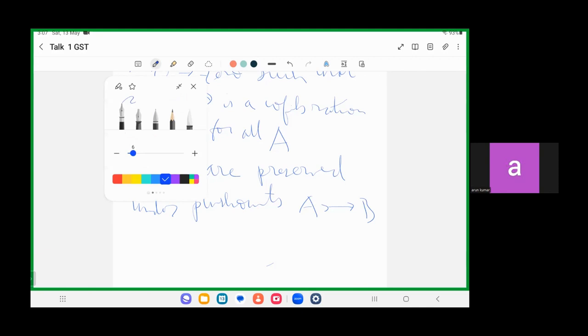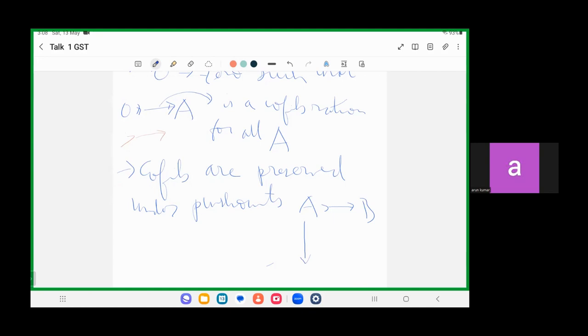right? So if you have any cofibration and an arbitrary map from A to some C, then this pushout, first of all, exists in the category, which may not always be true, but in this case it exists. And second of all, the pushout map here, which is parallel to our cofibration, is also a cofibration, right? And yeah, so there are two particular cases of this.